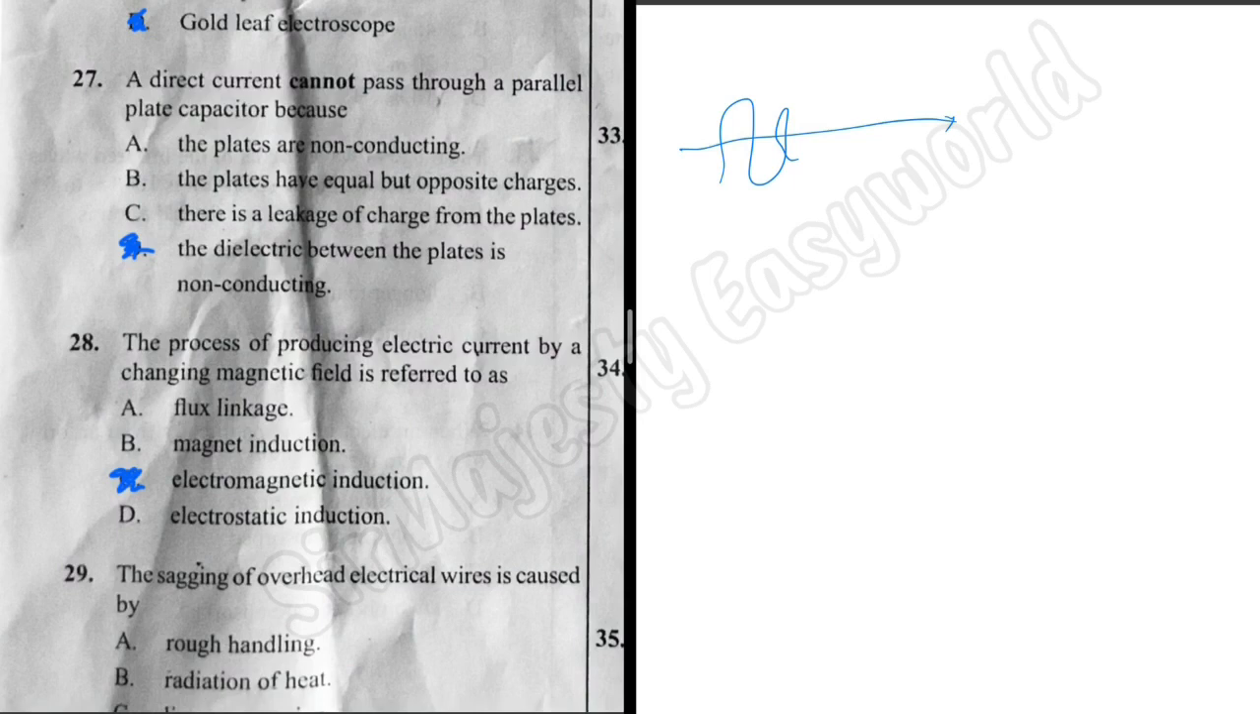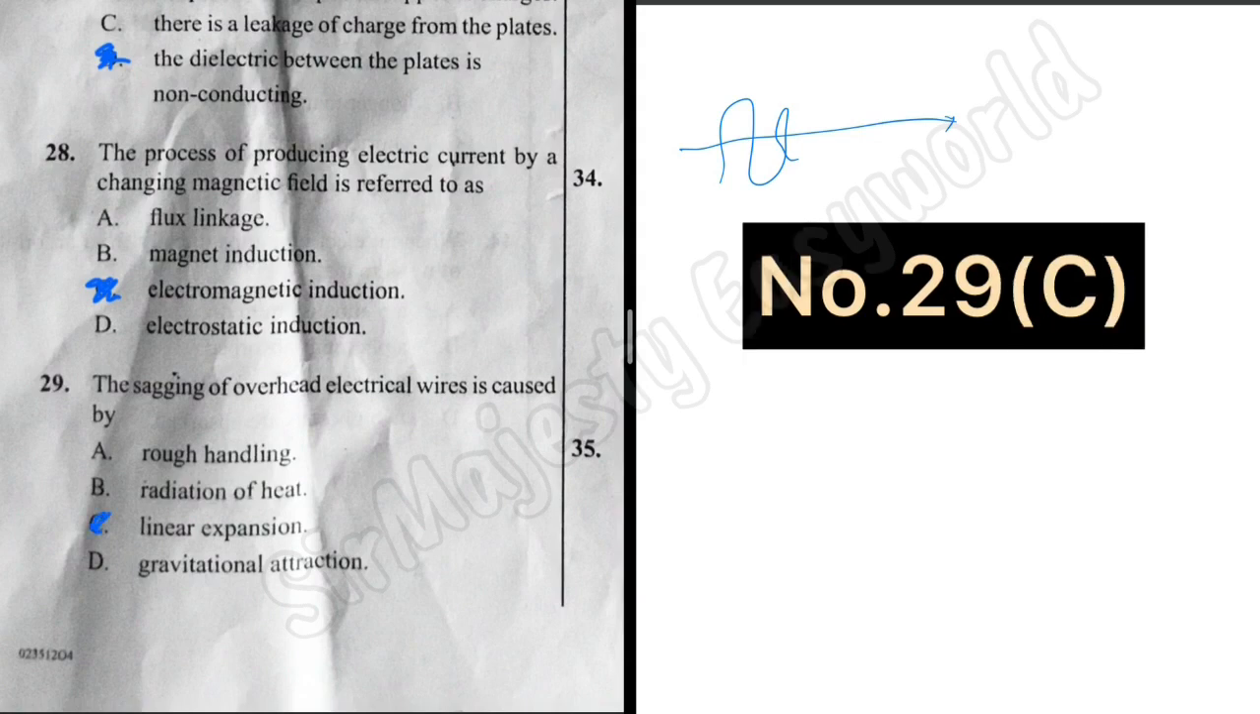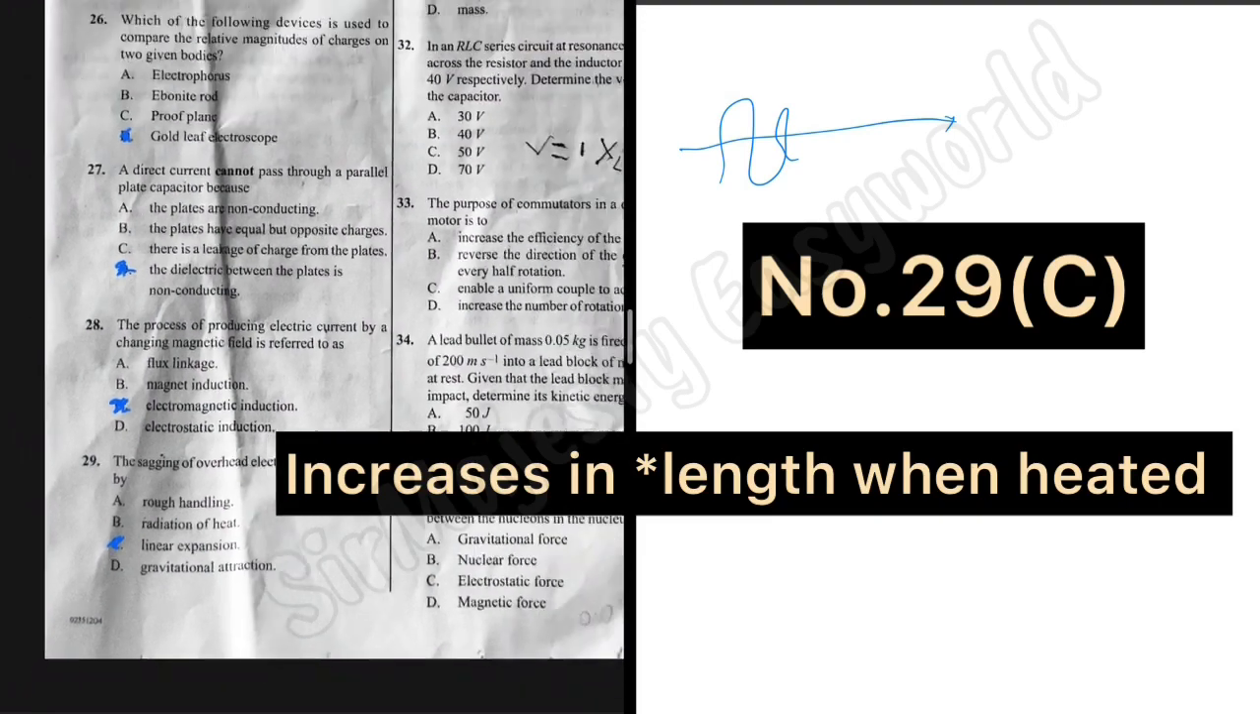So the next question is, the sagging of overhead electrical wires is caused by linear expansion, because linear expansion involves when a solid or a substance, mostly a metal, increases in size due to the presence of heat.